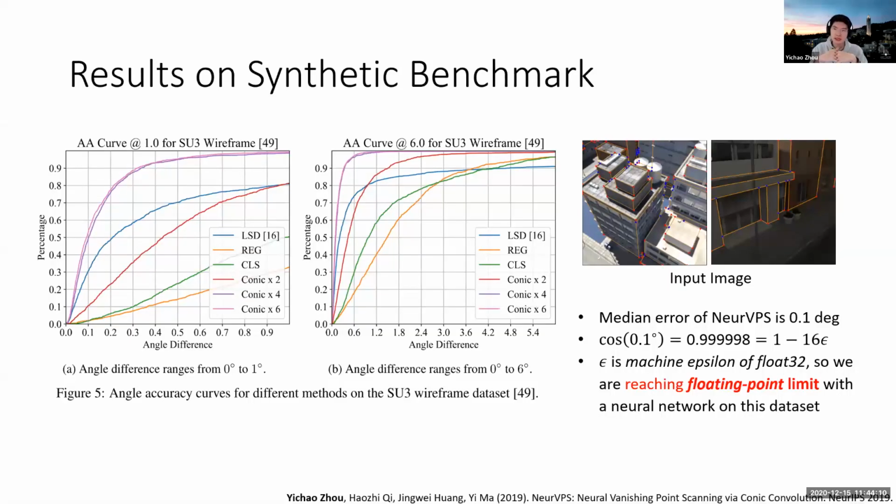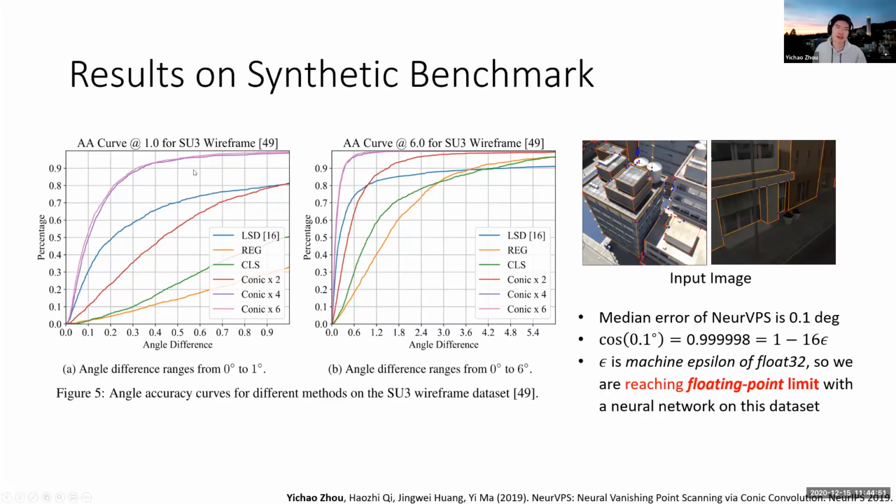Yeah, so we tested on both a synthetic dataset and a real-world dataset. Synthetic has a clearer definition because every vanishing point is clear, so it's a kind of ablation study. On the synthetic dataset, we are able to achieve the limit of floating point numbers. Basically, we get a median error of around 0.1 degree. If you take the cosine value, it will be just around the epsilon of float32. I think this is amazingly good, considering normally you won't get machine accuracy on any algorithm.